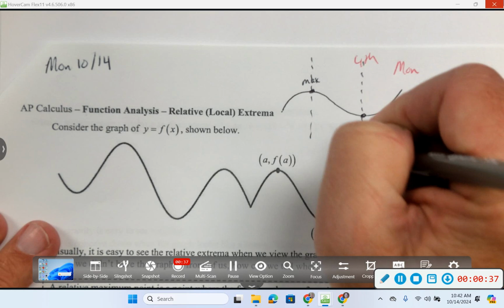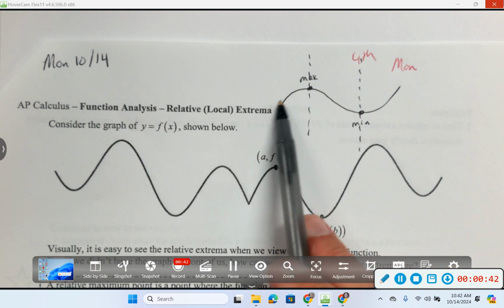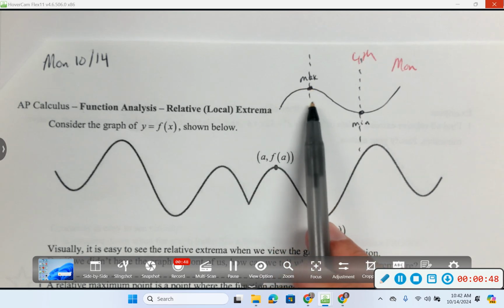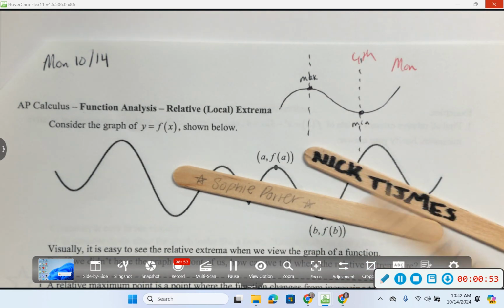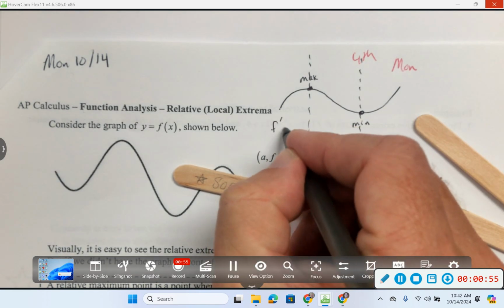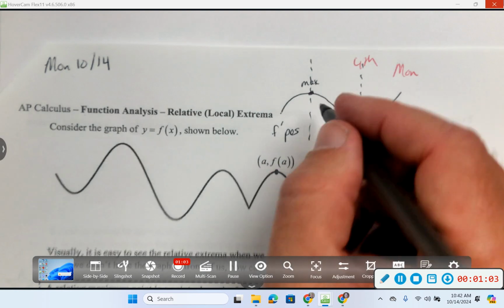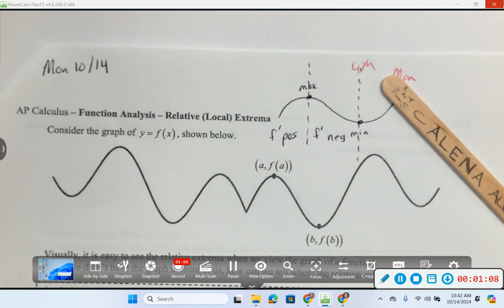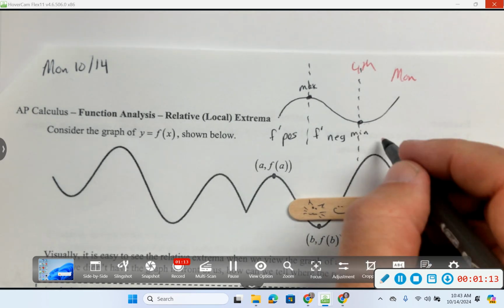What would you say about f prime in this area right here? What is f prime in this first interval? Sophie, what could you tell me about f prime in that first interval? It's positive. F prime is positive. Nick, what would you tell me about f prime in that second interval? It's negative because the function is decreasing, so f prime is negative. Alina, what would you say about f prime in this last interval? Positive. F prime is positive.